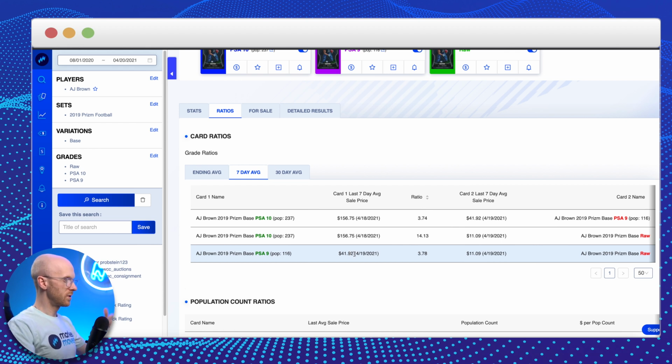Now, granted, you're going to be sitting on this for a long time. You have to wait. You have to hope A.J. Brown still performs next year. There's a lot of gamble in that. So it depends on what your strategy is for investing. But if you want to do that, you can definitely go this route.